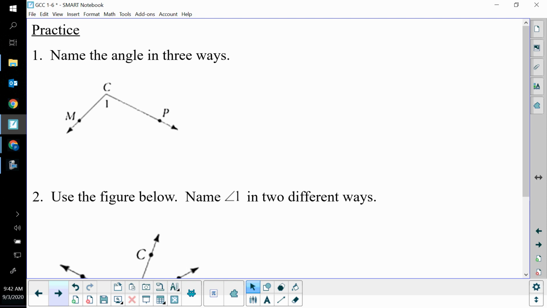All right, so if we go to the next page, page 30, we can do some naming practice. We want to name this in three ways. Now there's actually four ways. We could name it angle 1, we could name it angle C, because C is the only angle at the vertex. We could do angle MCP, making sure the vertex is in the middle, or angle PCM. So again, that's four ways to satisfy the question. If that was on a test, you would just have to do three of those four.